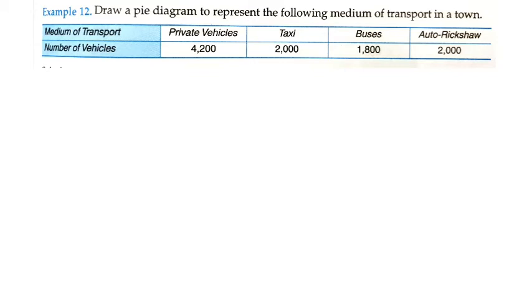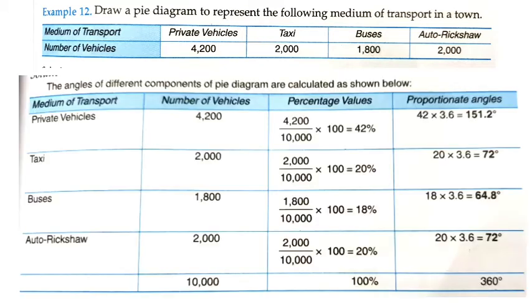Now what are the steps? First of all, you have to convert them into percentages. So you have to add them. 4200 plus 2000 plus 1800 plus 2000, that will be 10,000. Now according to that 10,000, you have to convert the number of private vehicles, taxis, buses and auto rickshaws into percentages. Now how will you calculate it?